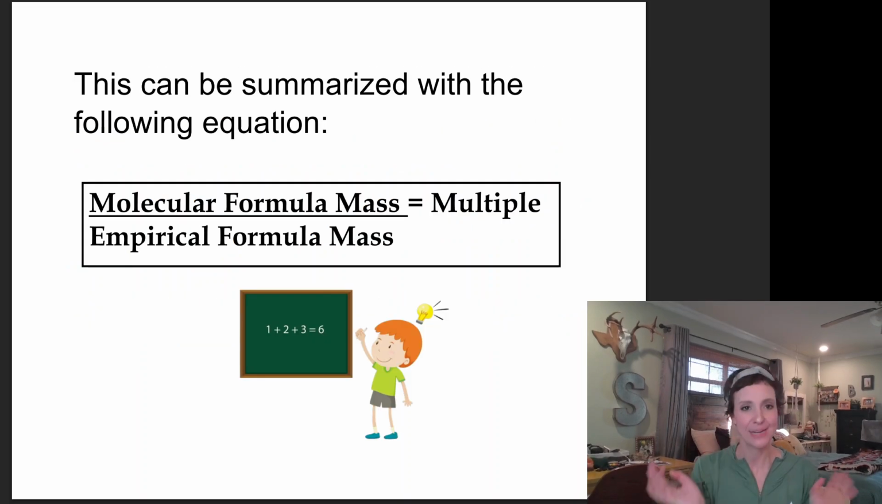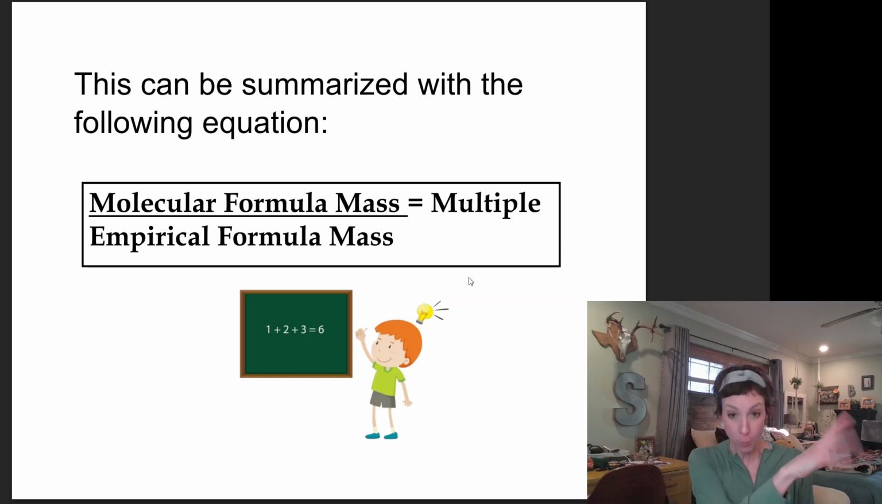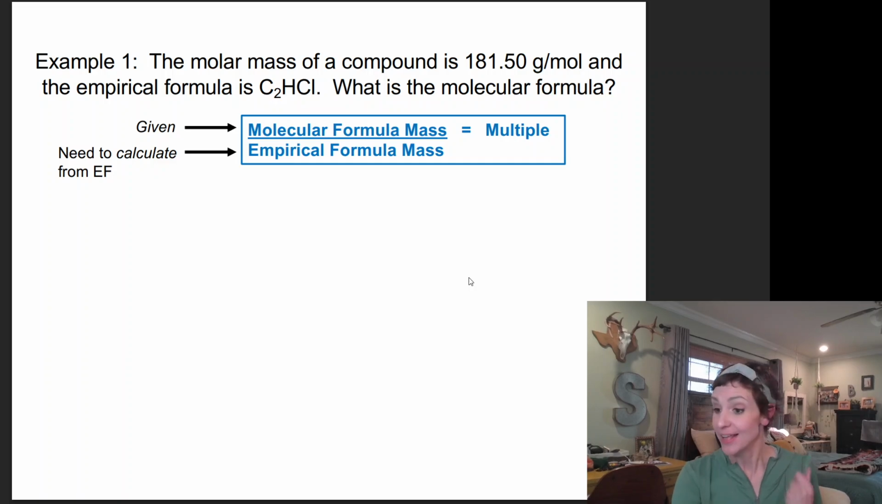Okay, this can be summarized with simply the following equation. To find a molecular formula, you need to figure out what multiple you need to multiply all of the original subscripts of the empirical formula by to get the true actual pumped up muscle formula. So you will take the molecular formula's mass and divide by the empirical formula's mass to get a whole number multiple. Okay, so let's do the first example together and see if we can handle this.